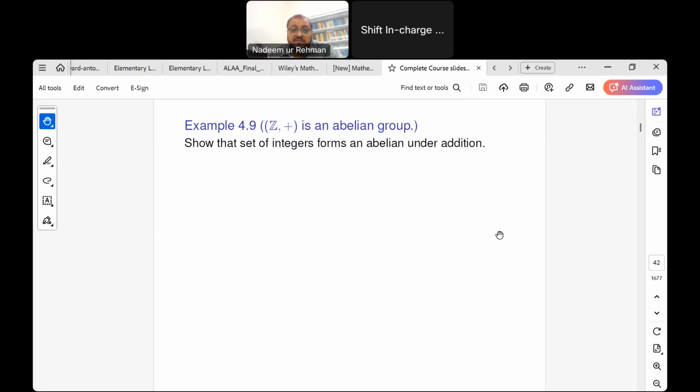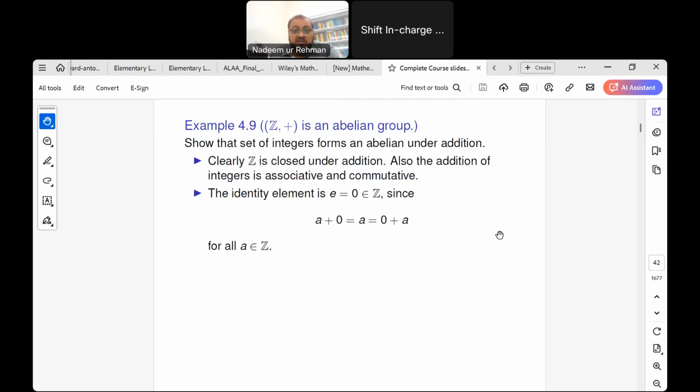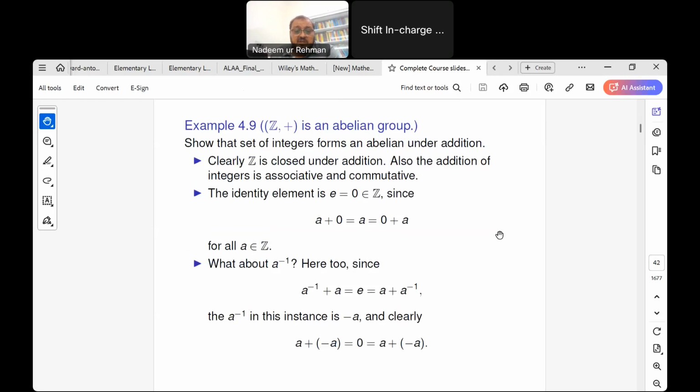So this satisfies all four conditions of a group, which means this is clearly a group under the binary operation addition. Additionally, it also satisfies the commutativity condition. If we take a plus b, it is the same as b plus a. So integers under addition satisfy the commutative condition, and this is clearly an abelian group.